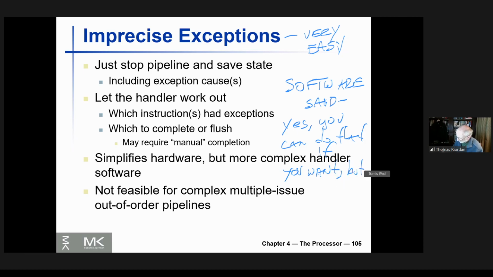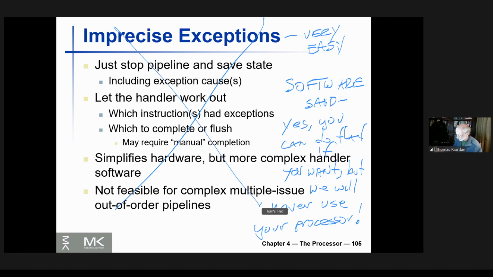But we will never use your processor. And so the result of this is that there is no hardware, there are no microprocessors out there that implement imprecise exceptions, because if you do it, no one will use it. Software people will just reject it, and you'll never sell any of them. So I don't even know why the author talks about it.